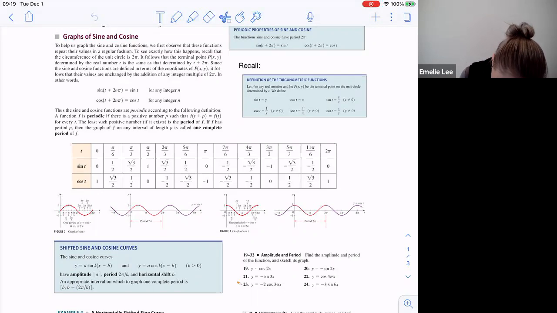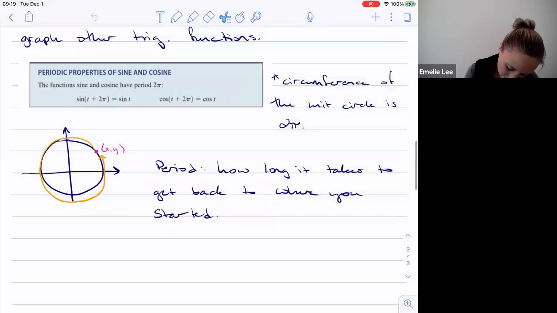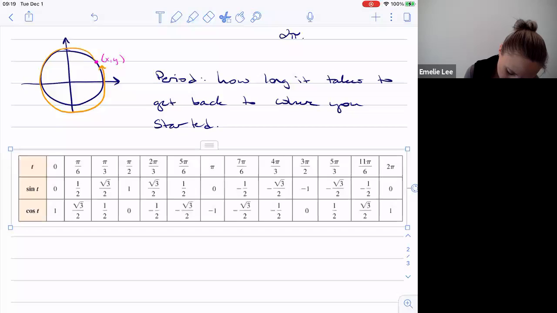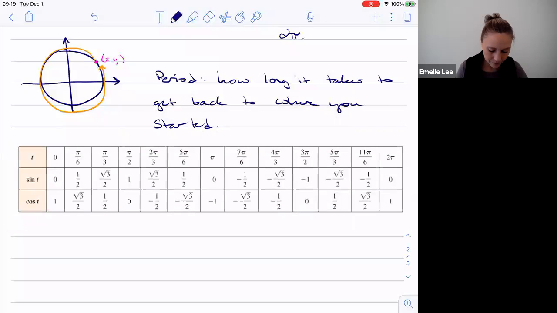And so what happens is we can go through, and we can say, okay, up here we have our t values, right? Our t is the distance on the circle, and our sine t is going to be our y value, right? So at pi over 6, we know that the terminal point is at root 3 over 2, 1/2, right?